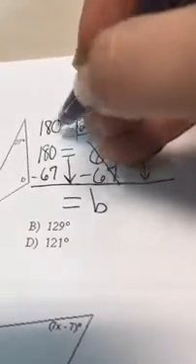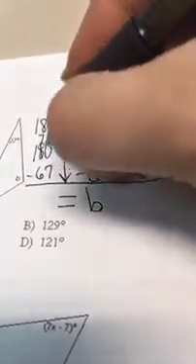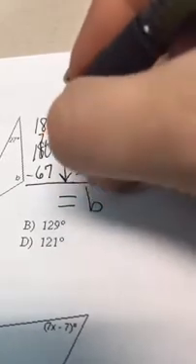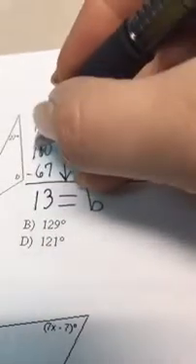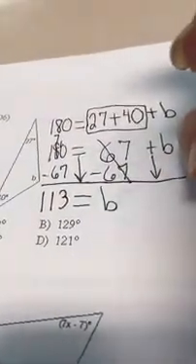And then we're going to subtract. I'm going to borrow 1 from the 8, make it a 7. Make that a 10. 10 minus 7 is 3. 7 minus 6 is 1. 1 minus nothing is 1. So your b equals 113 degrees.